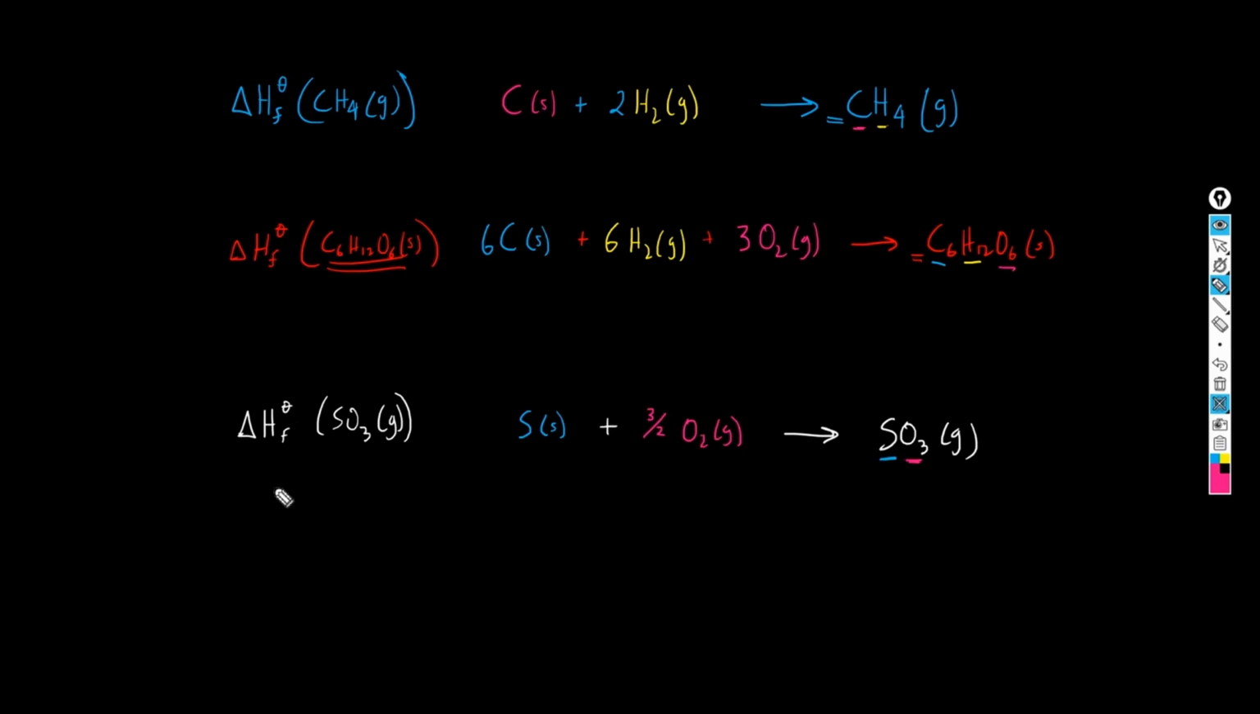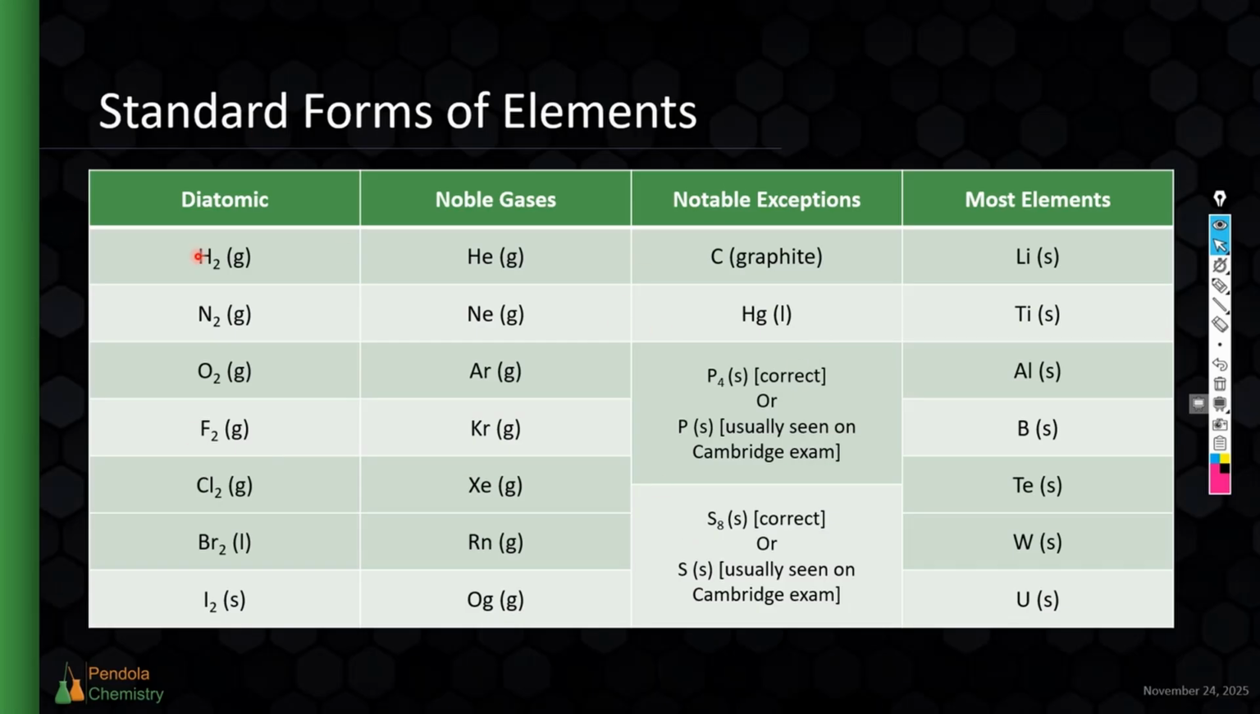So what is the enthalpy change of formation of SO3 equation? It's going to be S solid plus 3/2 O2 gas, because 3/2 times 2 is 3, yields SO3 gas. And this is how we create the equations for standard enthalpy changes of formation. So let's go back to our PowerPoint. So make sure that you remember these. Some of these you'll have to memorize. Some of these, as you use them, you'll just remember if you don't know them already.